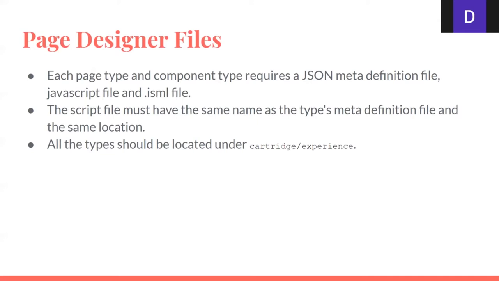Page Designer files. Each page type and component type requires a JSON meta definition file, a JavaScript file, and an XML file. The script file must have the same name as the type meta definition file and the same location. All the types should be located under cartridge experience. For example, page types are located under cartridge experience pages, while component types are located under cartridge experience components.